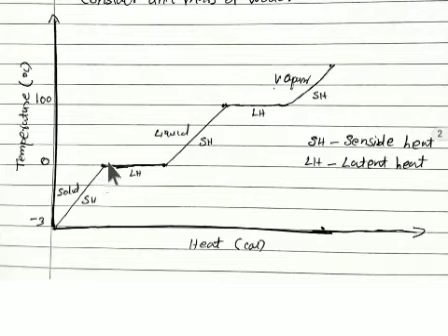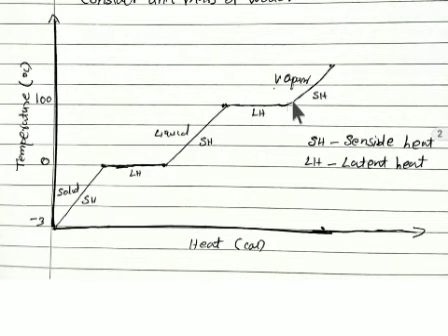Solid to liquid is called fusion, or you can call it melting. The latent heat is called latent heat of fusion. Then liquid to vapor, the process is called vaporization. The amount of heat I add here is called latent heat of vaporization.